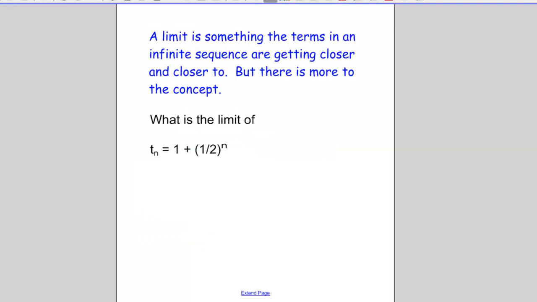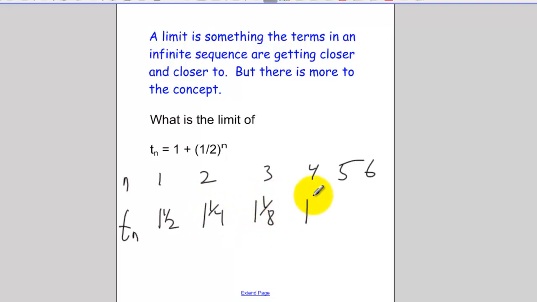A limit is something that terms in an infinite sequence are getting closer and closer to, but there's a little more to the concept. What is the limit of 1 plus 1/2 to the n? Well, we can look at some terms. If n equals 1, 2, 3, 4, 5, 6, let's look at that same set of n's again. We put in 1, we get 1 1/2. We put in 2, we get 1 1/4. 3, you get 1 1/8. 4, you get 1 1/16. 5, you get 1 1/32. 6, you get 1 1/64.